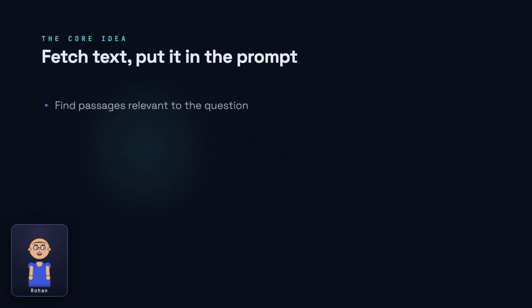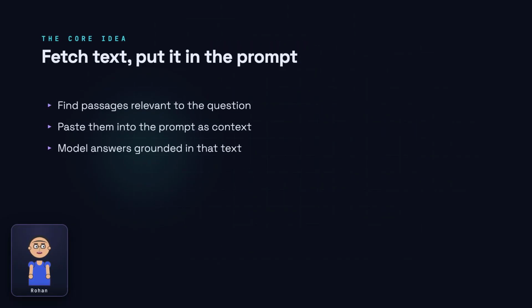The whole trick is surprisingly simple. Before calling the model, we fetch text that's relevant to the question and paste it right into the prompt. The model then answers using that supplied context. Nothing about the model changes, we just improve what it sees.